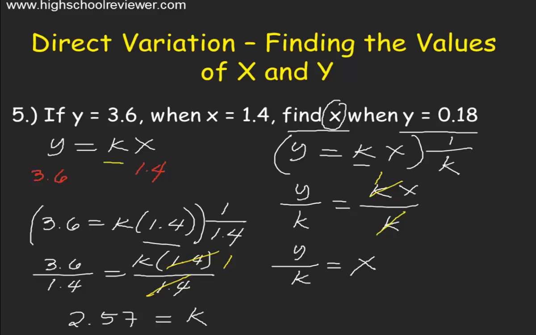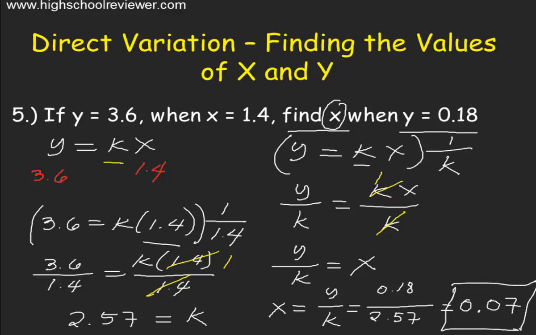So we can rewrite this. x will be equal to y over k, and our value for y is 0.18, which will be divided by the value of k, 2.57. So dividing, 0.18 divided by 2.57 gives us 0.07. So 0.07 is our answer for the value of x for number 5.